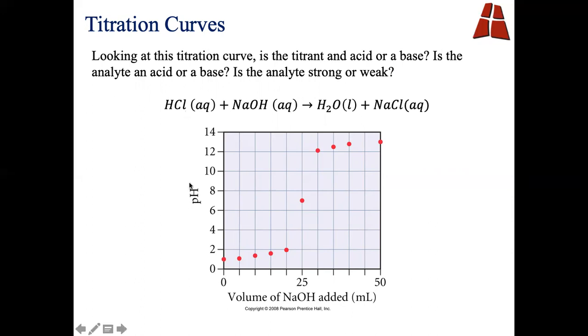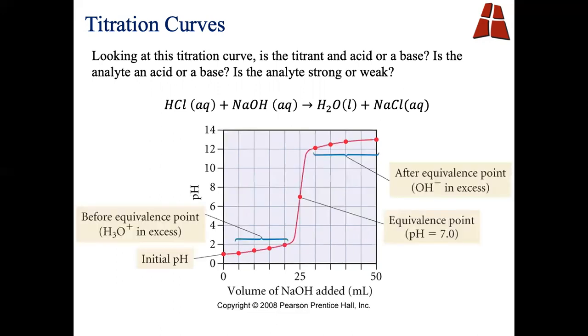And so the way we would know that is if we look at our x-axis, it is always going to be the volume of our titrant that is added. So this tells us that our titrant is NaOH. That would mean that our analyte is some sort of acid. And we know that, in fact, it's going to be a strong acid. We wouldn't necessarily know it was HCl, but we should know it's a strong acid because our equivalence point, which is the center of our titration curve here, is going to be equal to 7.